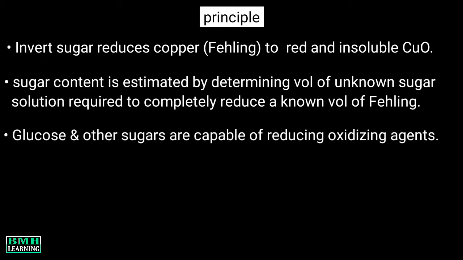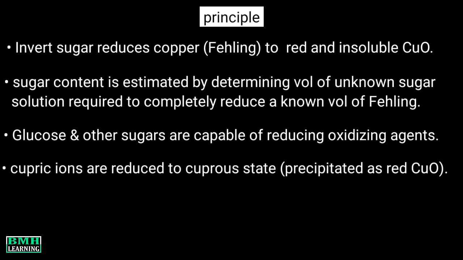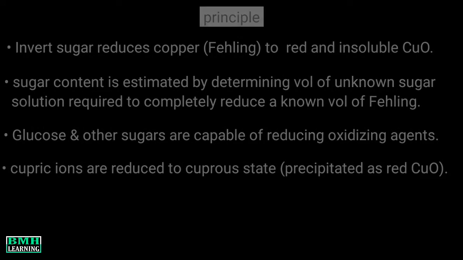Glucose and other sugars are capable of reducing oxidizing agents and thus are referred to as reducing sugars, and this property is used for the estimation of sugars. The cupric ions in Fehling's solution are reduced to cuprous state, which gets precipitated as red cuprous oxide. Only reducing sugars reduce the copper solution. The method is suitable for estimation of sugars in fruit and fruit products.